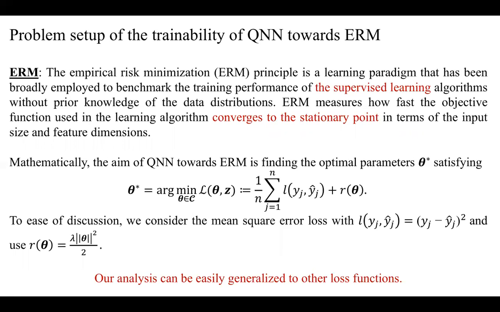Mathematically, the aim of quantum neural networks toward ERM is finding the optimal parameter θ satisfying the following equation. As we can see, this is very similar to the problem of conventional learning tasks involving quantum neural networks. In this study, for ease of discussion, we consider the mean square loss, and we restrict the regularization term to the L2 norm of the trainable parameters. We remark that our analysis can be easily generalized to other loss functions.